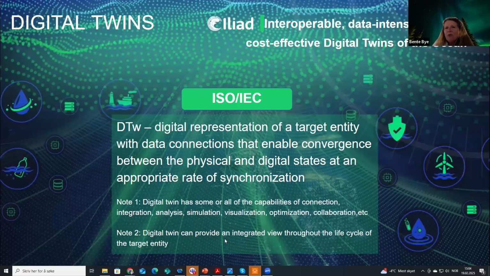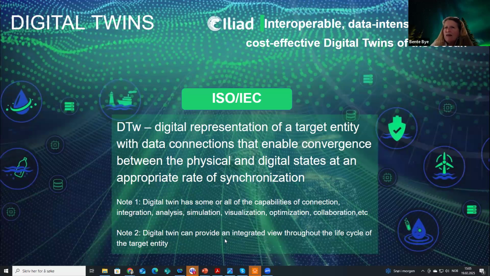During the time of the Iliad project, definitions of digital twins have been evolving. And we have this standardization body, ISO, that has come up with this definition that you see here. It's a digital representation of a target entity with data connections that enable convergence between the physical and the digital status at an appropriate rate of synchronization.